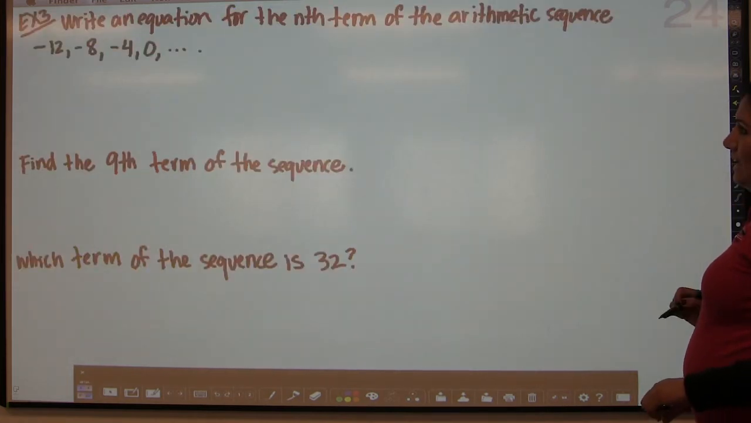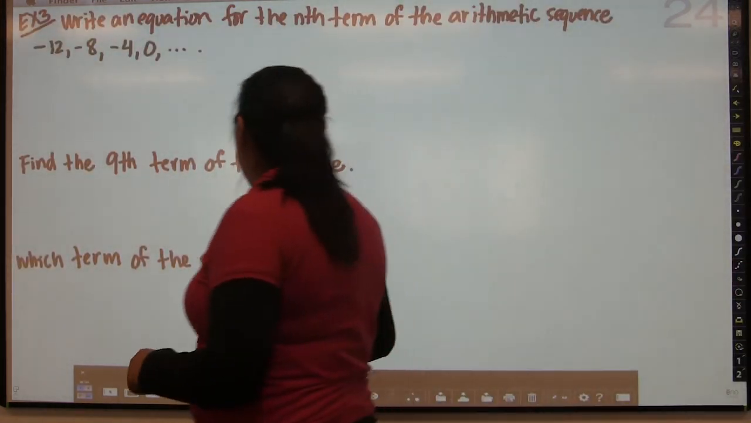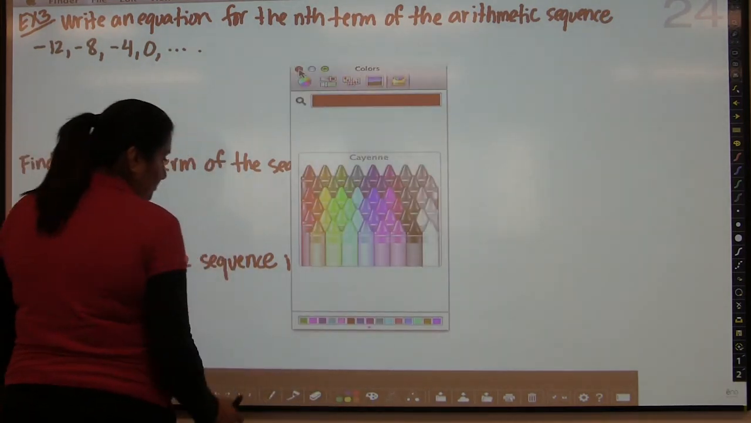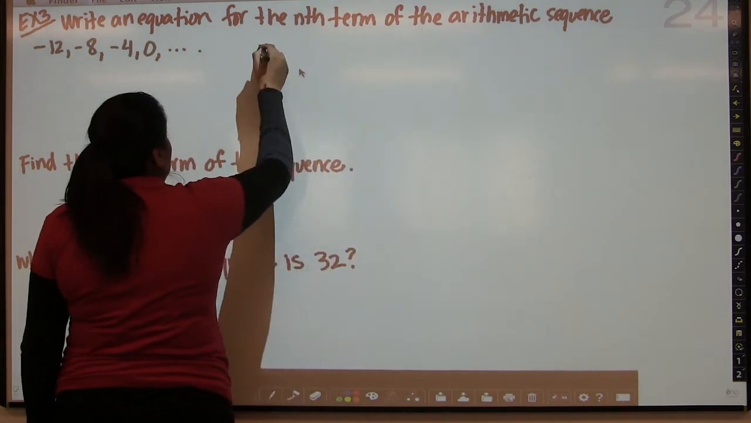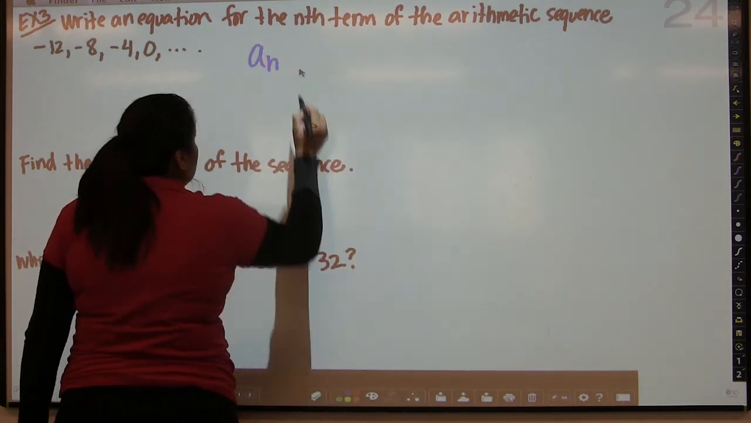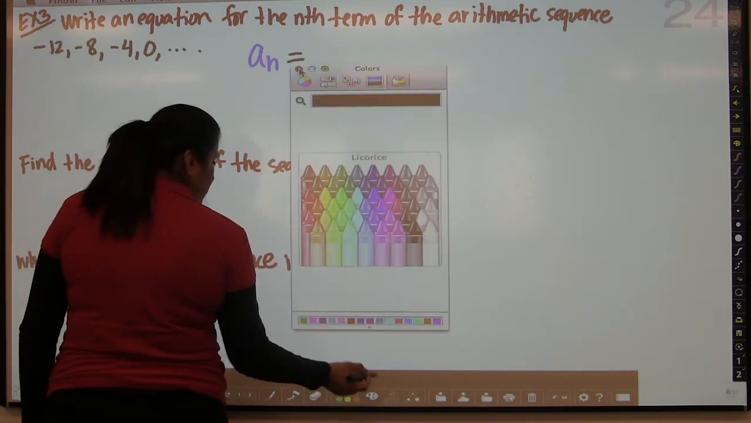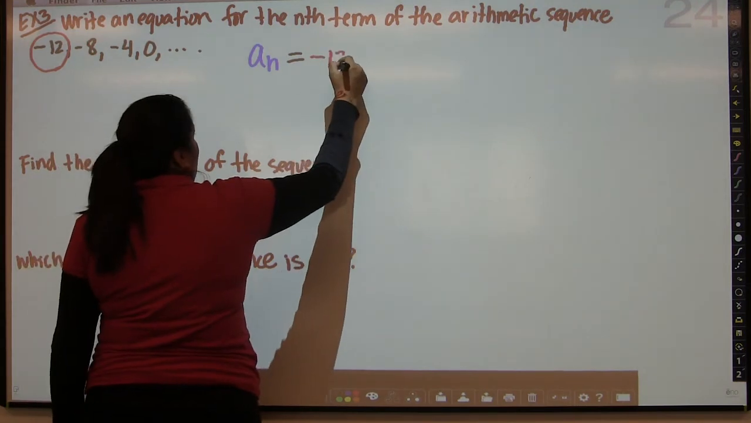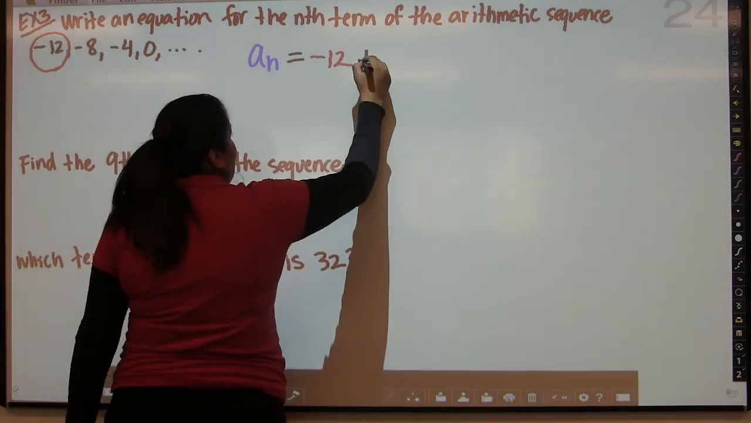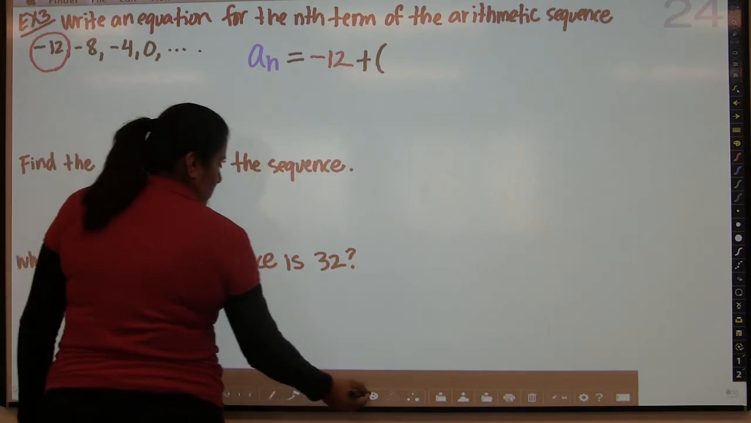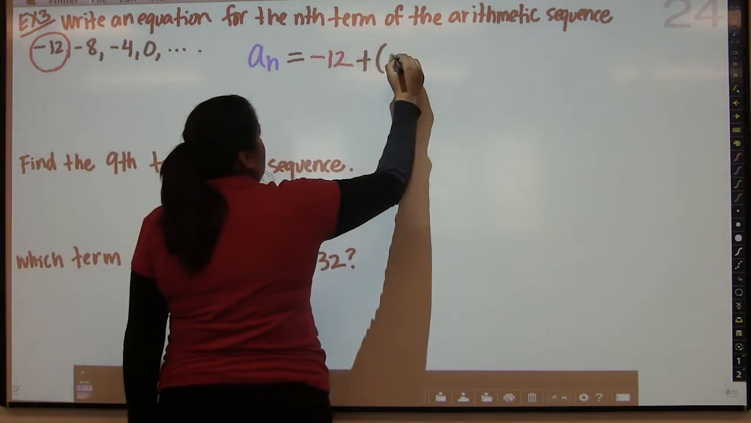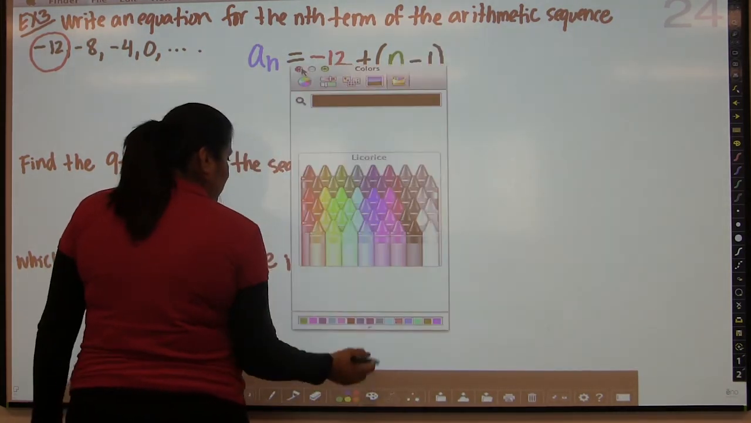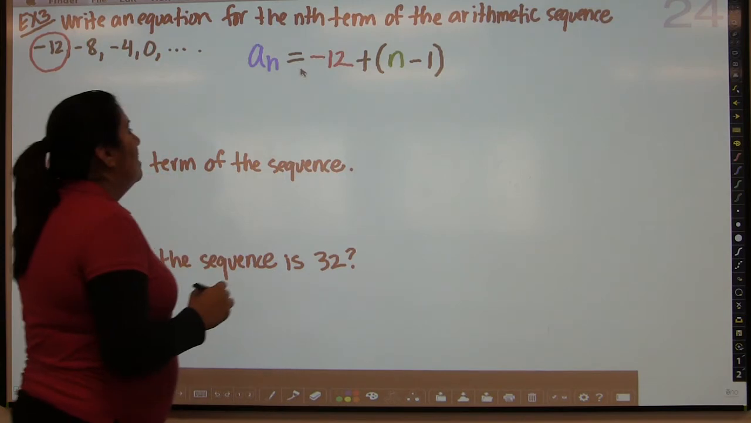So now we're going to try an example with that, and it says write an equation for the nth term of the arithmetic sequence. So one of the first things I need to figure out, I'm definitely going to have an a sub n, and then the first term in this sequence is negative 12, so we're going to put our negative 12 plus our n minus 1, and the last thing we need is to find the common difference to be able to plug into our formula.